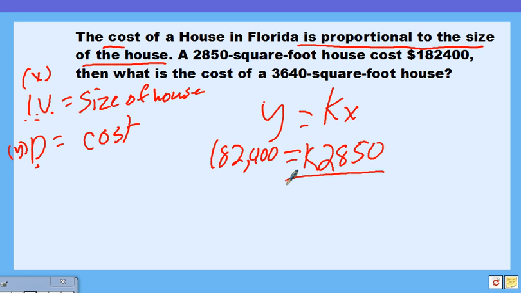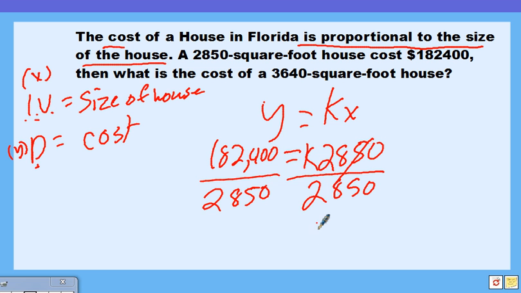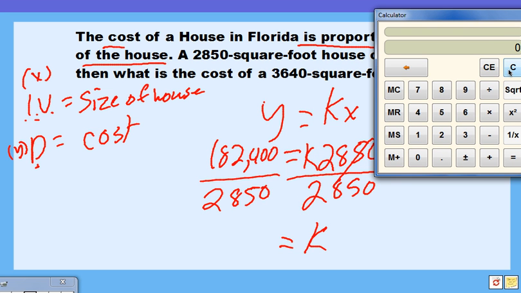Now we need to figure out that constant. In this case we're looking for the price per square foot. Divide both sides by 2,850. This cancels out, and the price per square foot is equal to, I believe it should be 60. Whoops, too much. 182,400 divided by 2,850, 64. That's close. So that means that the price per square foot is 64.